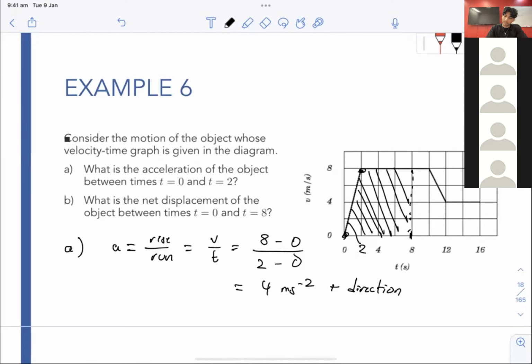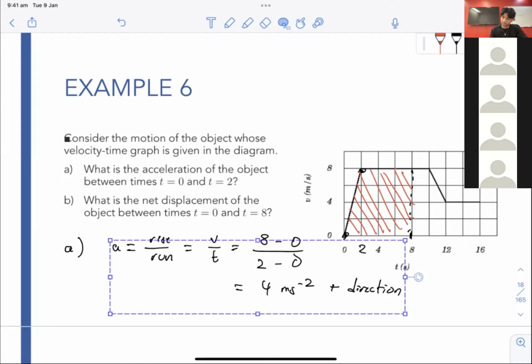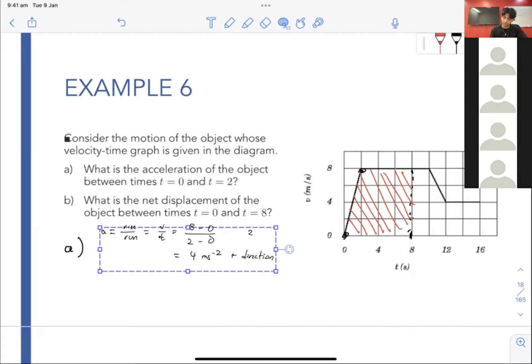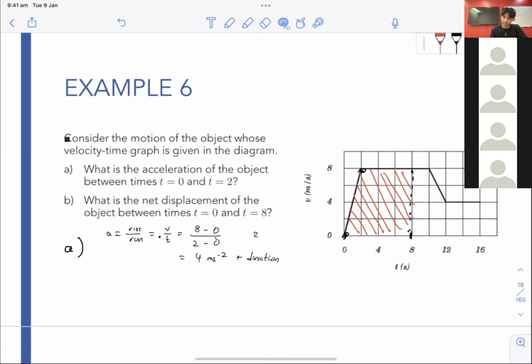I'll use a different color actually. It's going to be our area under the curve, but it's also going to be our net displacement. So let me get this a bit smaller. So for B, we're adding up two areas here. It's going to be the area of this triangle from 0 to 2 and this rectangle from 2 to 8.